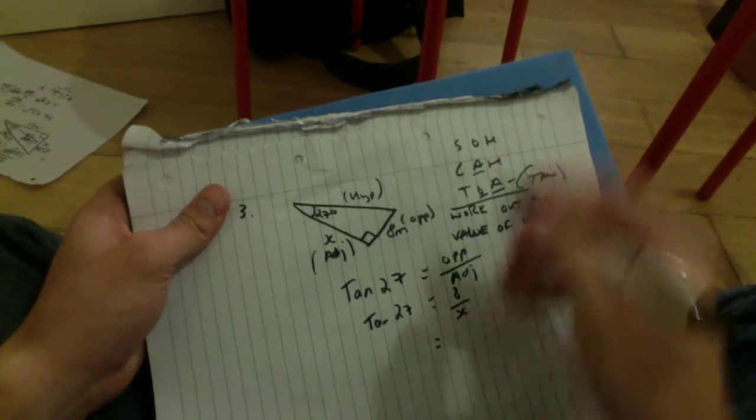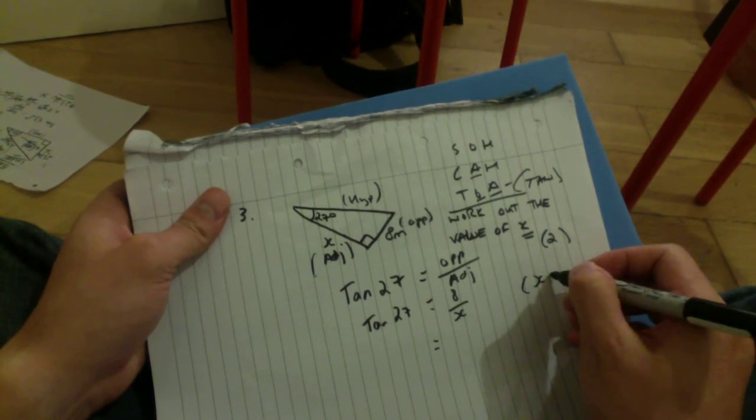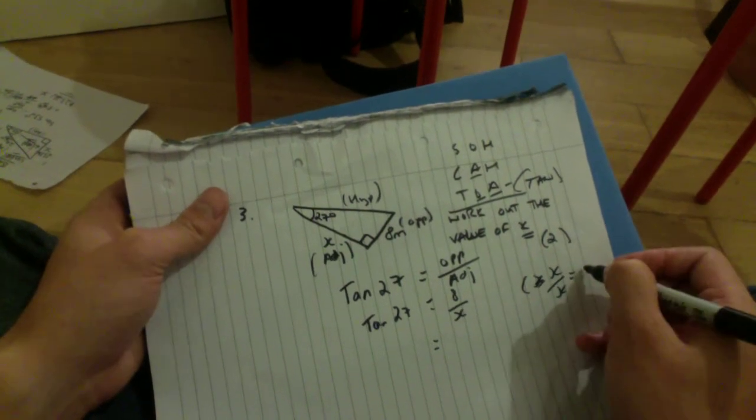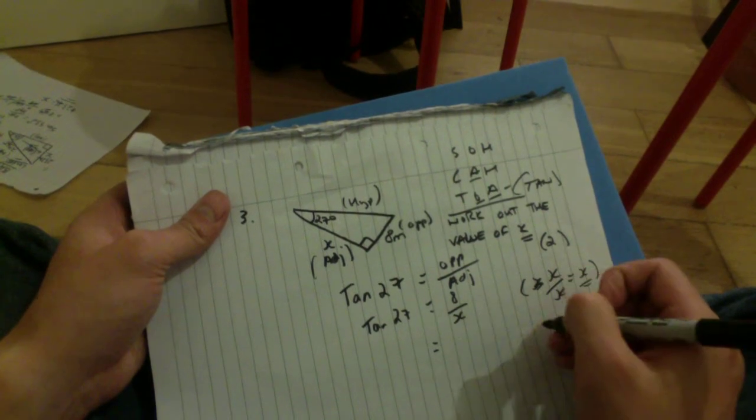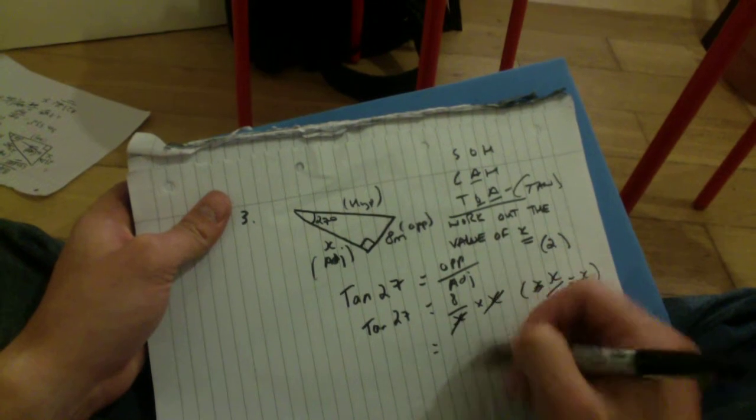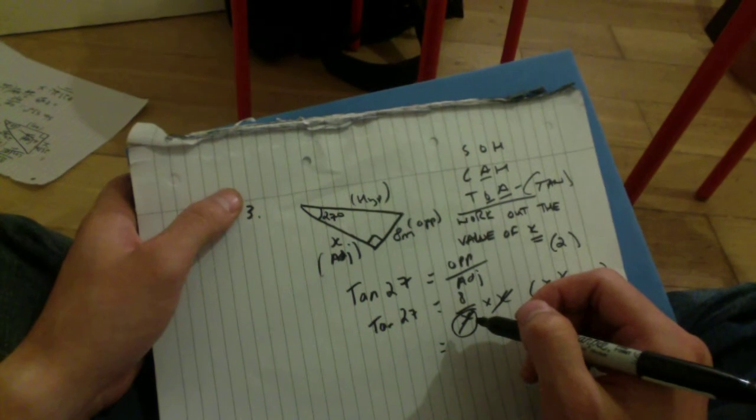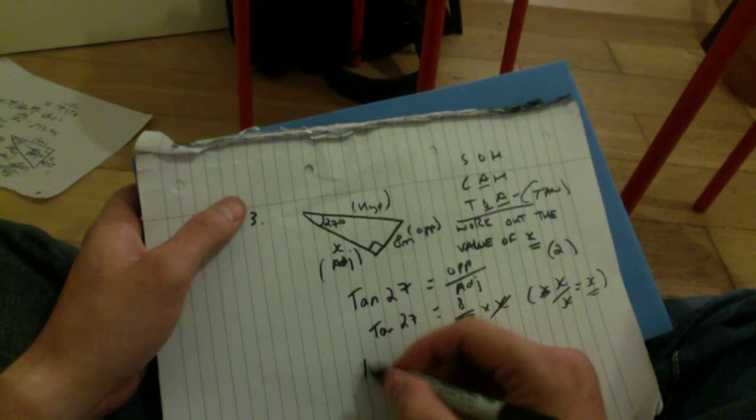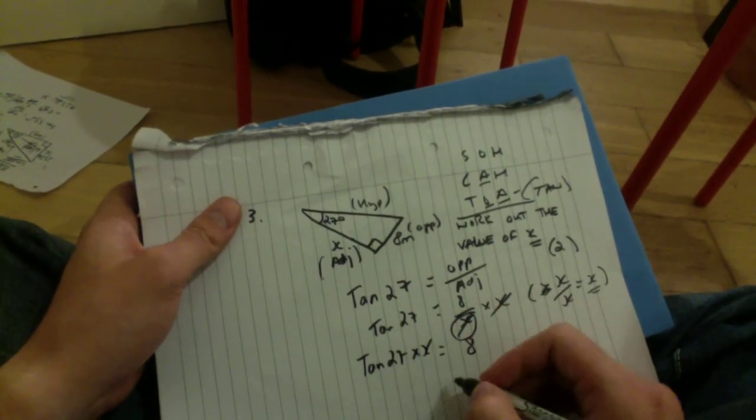So same rules apply. x over x equals 1, basically. So that x will cancel itself out. So you need to times this by x. So remember, try and get the bottom one out. Alright, so what you times that by x, you've got to do the same thing on this side. So tan 27 times x equals 8.